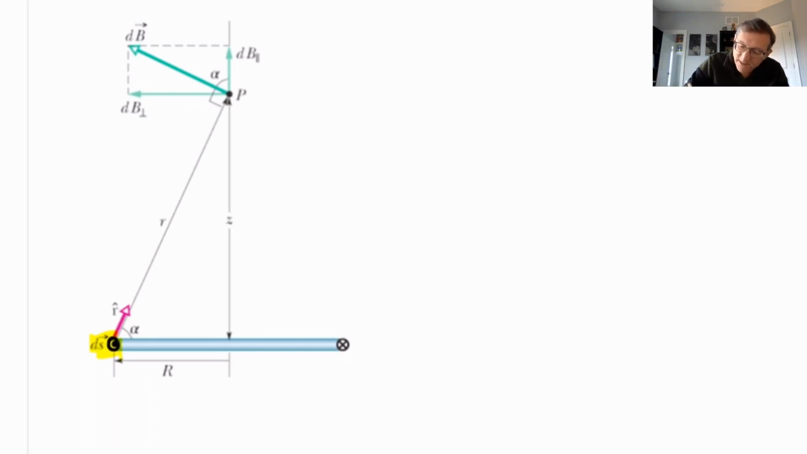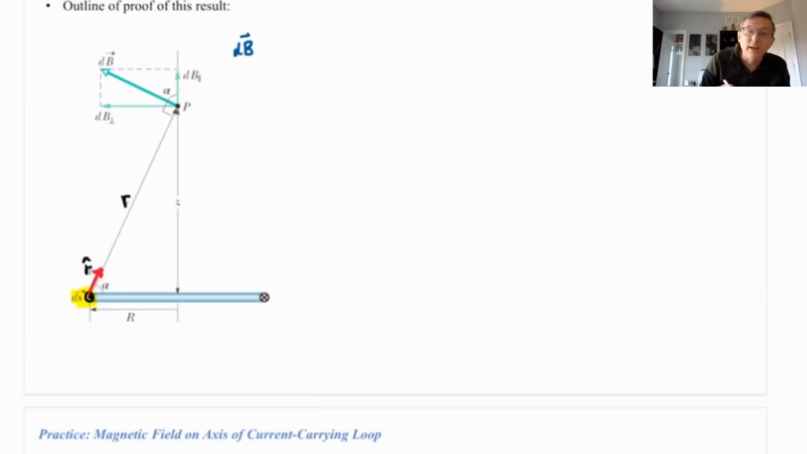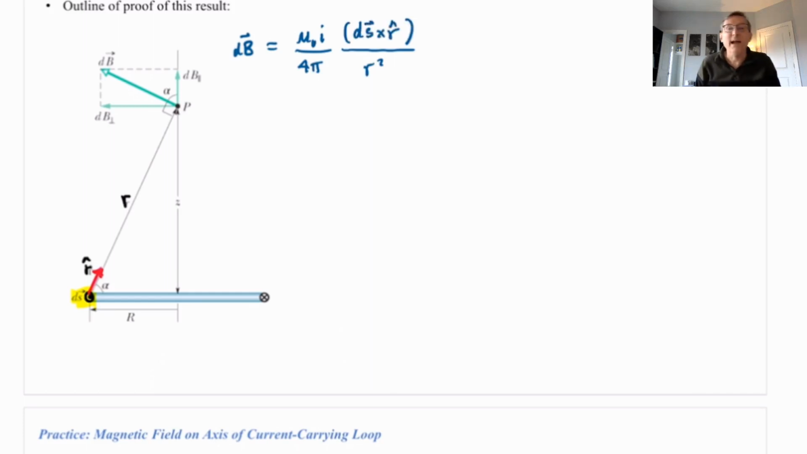And so I also need the distance r from that point P to the little current element, ds, and the unit vector r hat that points from the current element to point P. Because I'm going to use the Biot-Savart law and get dB, the contribution to the magnetic field at point P from that one little element, mu 0 I over 4 pi r squared downstairs, ds cross r hat upstairs.